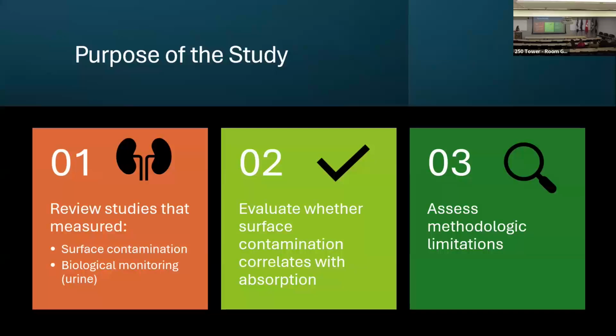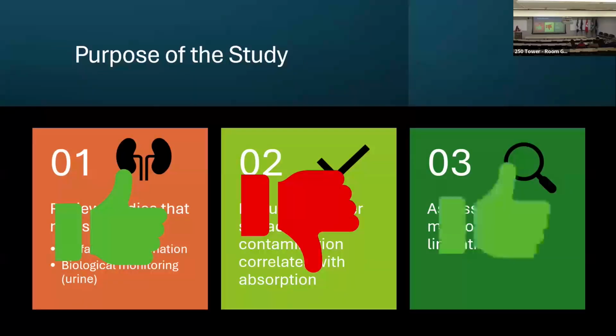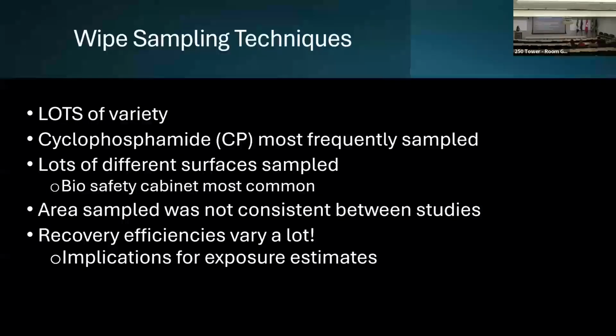So if we go back to the purpose of this study, it reviewed studies that measured both surface contamination and biological monitoring. But it wasn't really able to evaluate whether this surface contamination really correlated with absorption. And I think it did go into detail about assessing methodologic limitations, but the article as a whole didn't do a good job of making a statement and then explaining why it made the statement. So yes on objective 1, no on objective 2, kind of on objective 3, so I'm going to count that as a win.